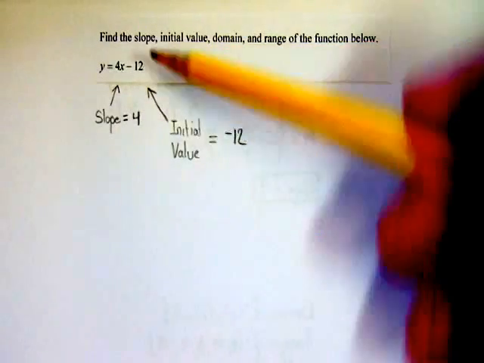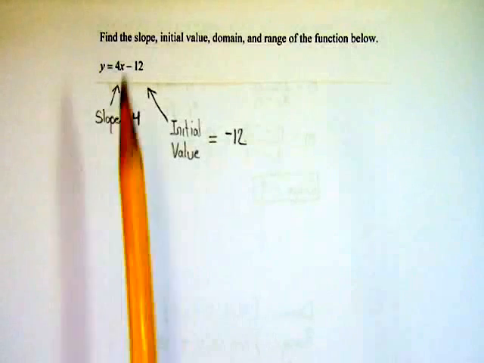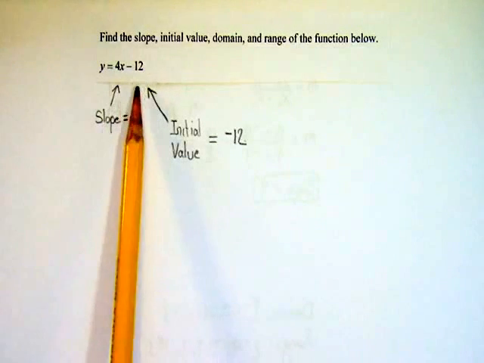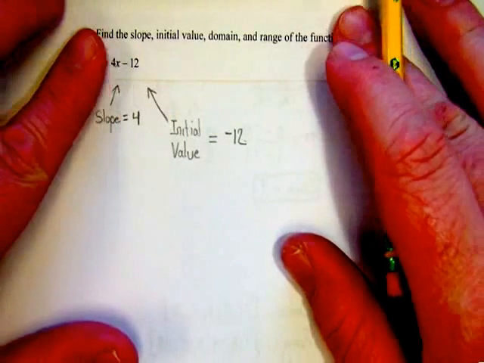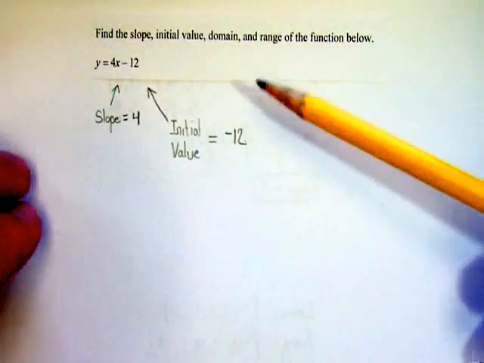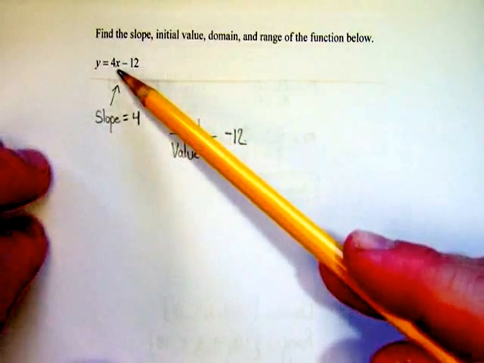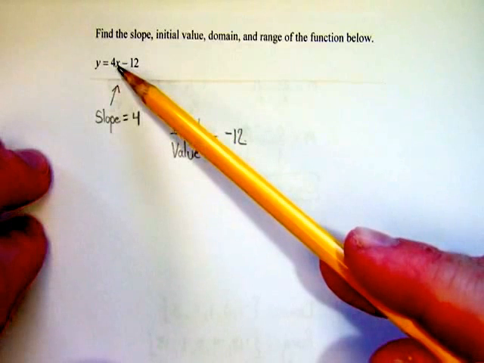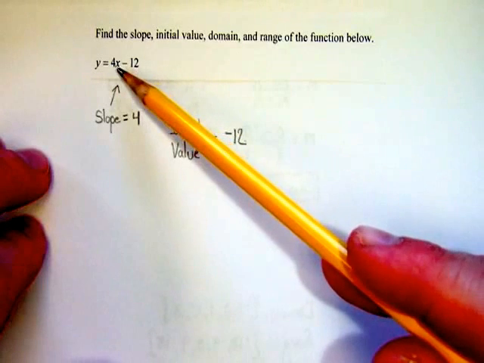So now I've found the slope and the initial value. That was very quick and very easy. We just know that the slope is the coefficient of x and the initial value is whatever remaining number is being added or subtracted. Now we need to find the domain and the range. The domain represents all the x values of this, and it turns out that for an equation that looks like this, you can put any number you'd like in there for x.